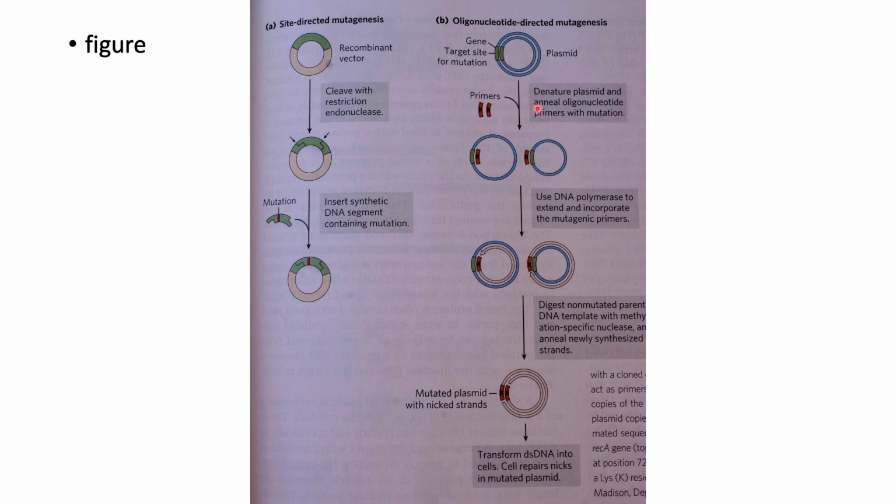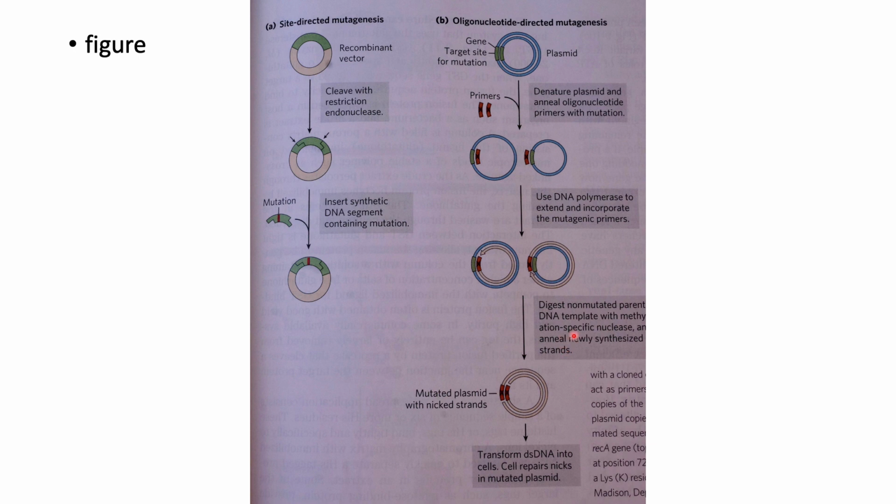You put in primers, so this is done in a more simplified system that you want to make more complex. So you denature the plasmid, anneal the oligonucleotide primer with the mutation. So you have annealing right here. Use DNA polymerase to extend and incorporate the mutagenic primers. So you've got the primer here, and then you extend the synthesis, so you get the double ring. Then you can digest the non-mutated template.